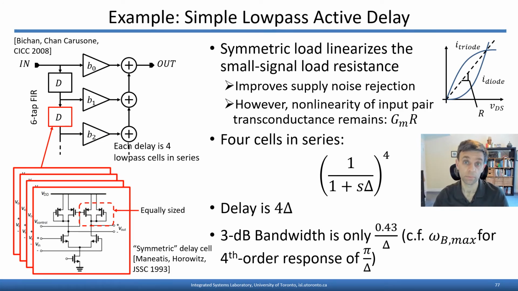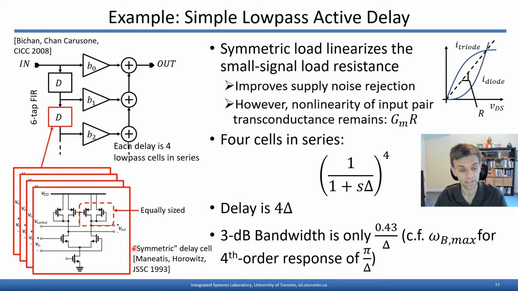An example of that approach taken from our lab from 2008 is shown here. In this case, we're realizing a 6-tap FIR filter, and each of the delay circuits is in fact a series connection of 4 first-order low-pass delay circuits. Each of these is simply a differential pair acting as a transconductor going into what's called a symmetric load. This symmetric load circuit was first introduced a long time ago in 1993 by Maniatis in this classic JSSC paper.